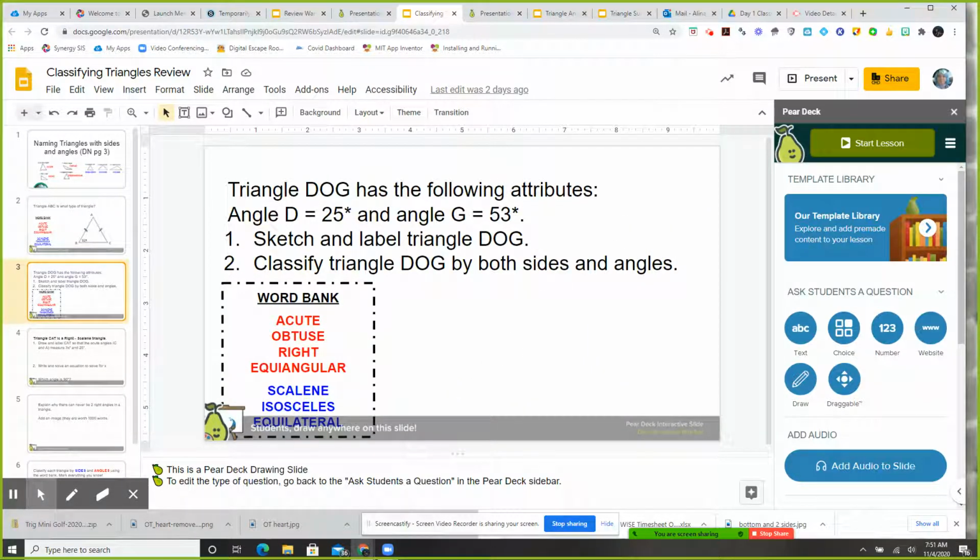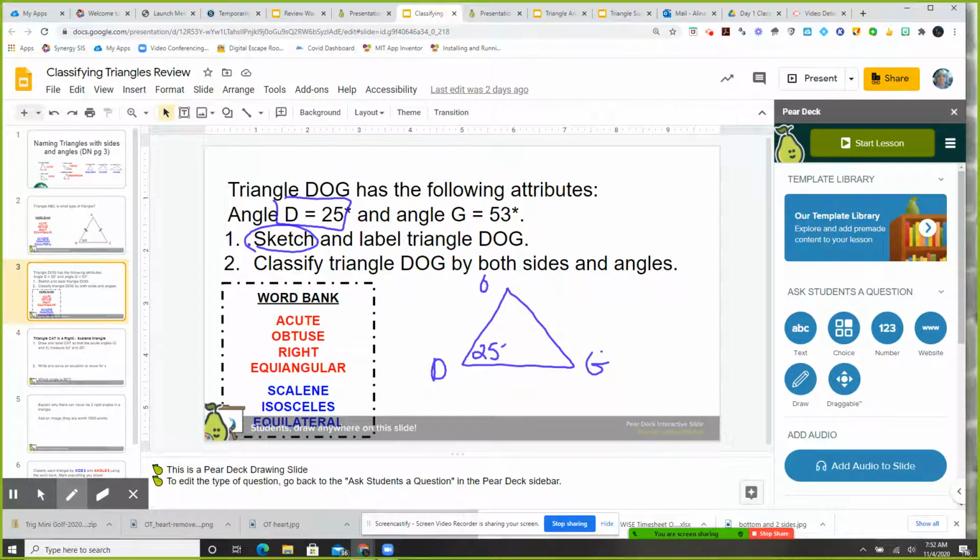Do we have a picture here for triangle DOG? There's no picture. Guys, if you do not have a picture, the very first thing I want you to do is sketch one, okay? I don't worry about it being drawn to scale. I usually just draw kind of an equilateral triangle and then label stuff. So I'm going to label DOG going clockwise. It doesn't really matter how you label it. But it says angle D is 25. So I've got to put my 25 here.